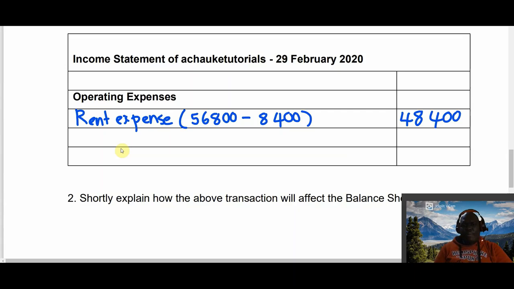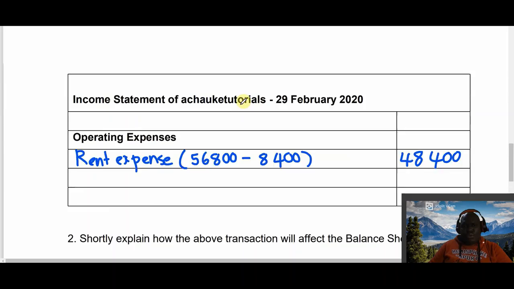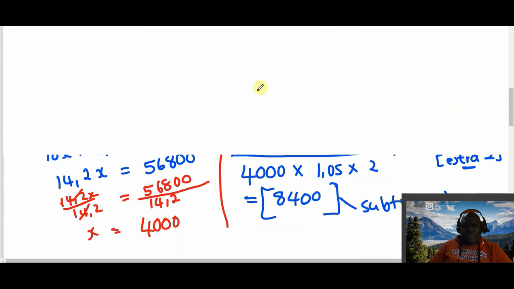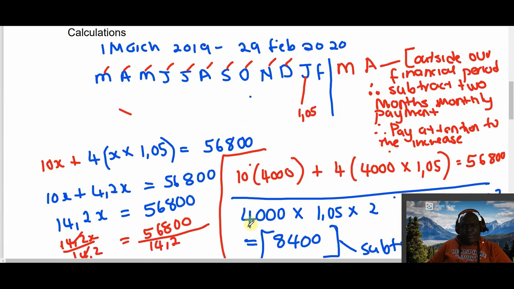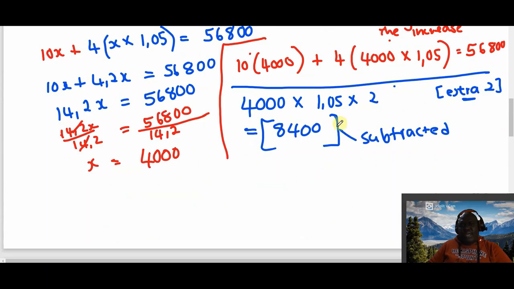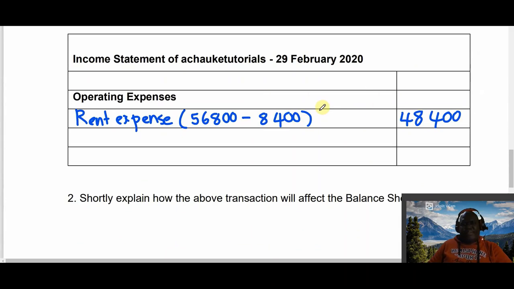So when your teacher marks, he will mark this part, and then they will also look. Such transactions normally cost about 5 marks. They'll also look for the part of the calculations, where I was showing how I will do my calculations. So we know that 4,000 times 1.05, that's 4.2. Now 4.2 times 2, that's 8.4, which is what we've done. So we've answered the first part of the question.